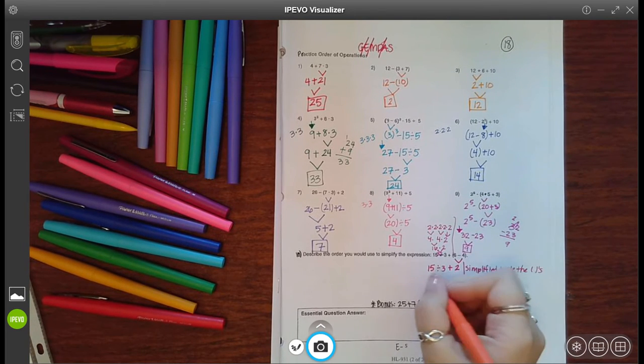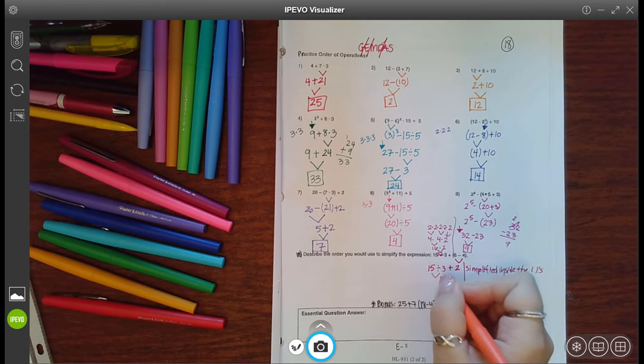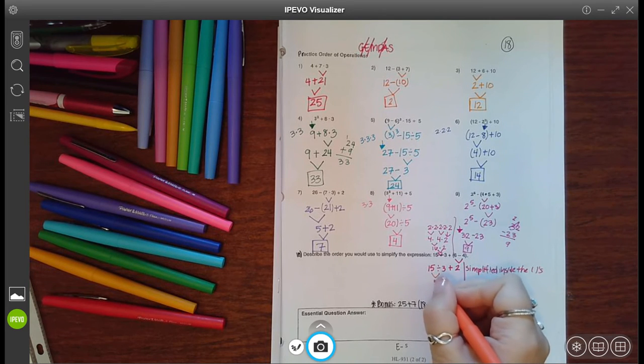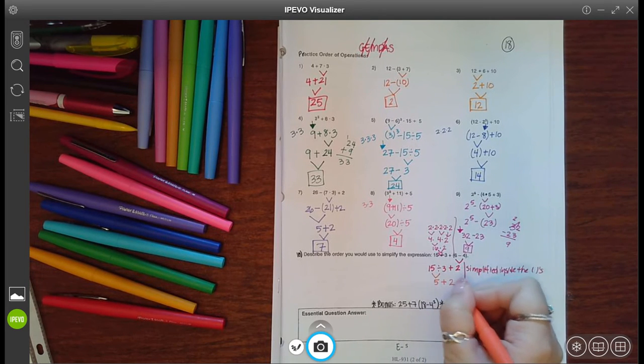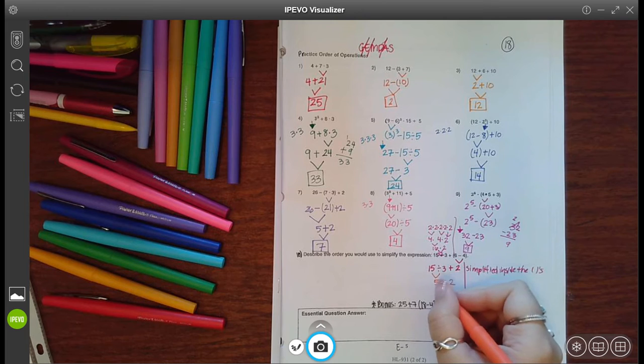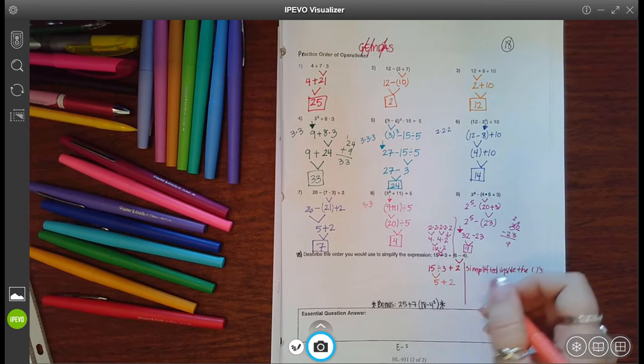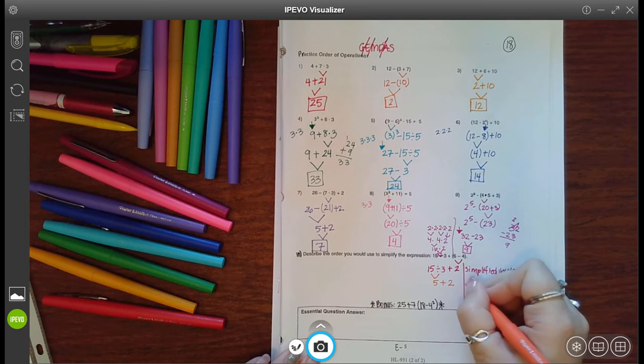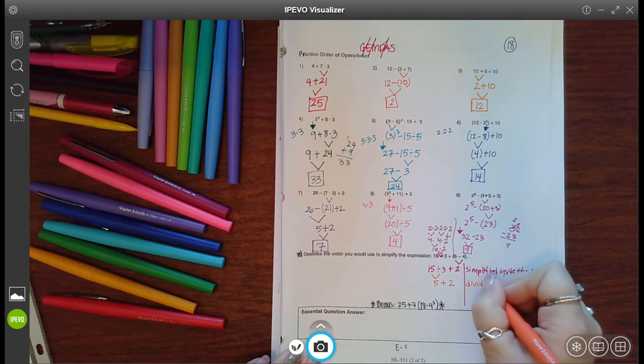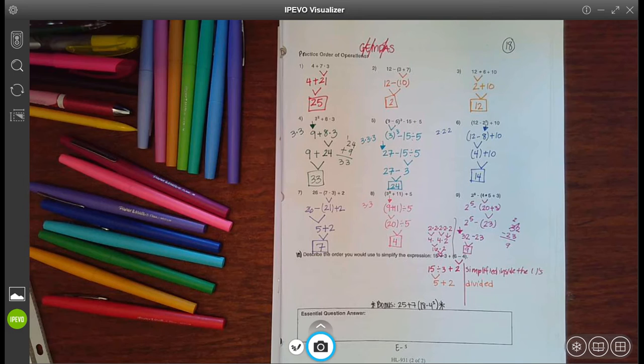Well, I would take care of this division, right? So 15 divided by 3 is 5. Bring down that plus 2. So you're just telling the person, why does this line look different than this? Well, I combined 15 divided by 3. So I divided. I took care of the division part.